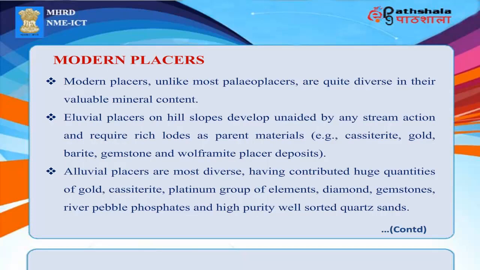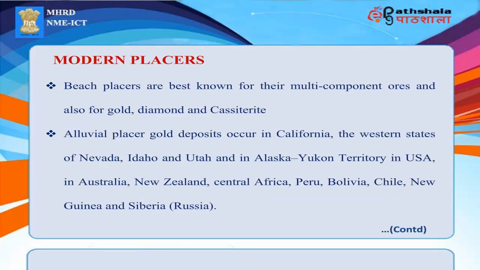Modern placers. Modern placers, unlike most paleoplacers, are quite diverse in their valuable mineral content. Alluvial placers on hill slopes develop unaided by any stream action and require rich lodes as parent materials, like cassiterite, gold, barite, gemstone, and wolframite placer deposits. Alluvial placers are most diverse, having contributed huge quantities of gold, cassiterite, platinum group of elements, diamond, gemstones, river pebble, phosphates, and high purity, well sorted quartz sands. Beach placers are best known for their multi-component ores and also for gold and cassiterite.